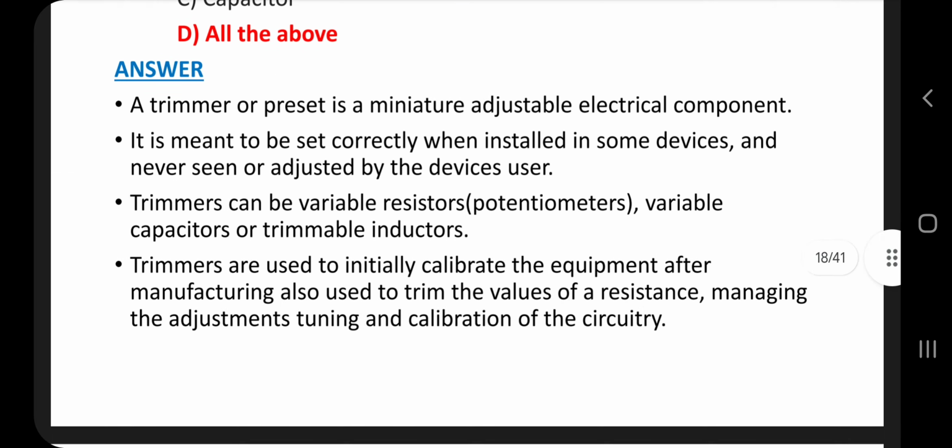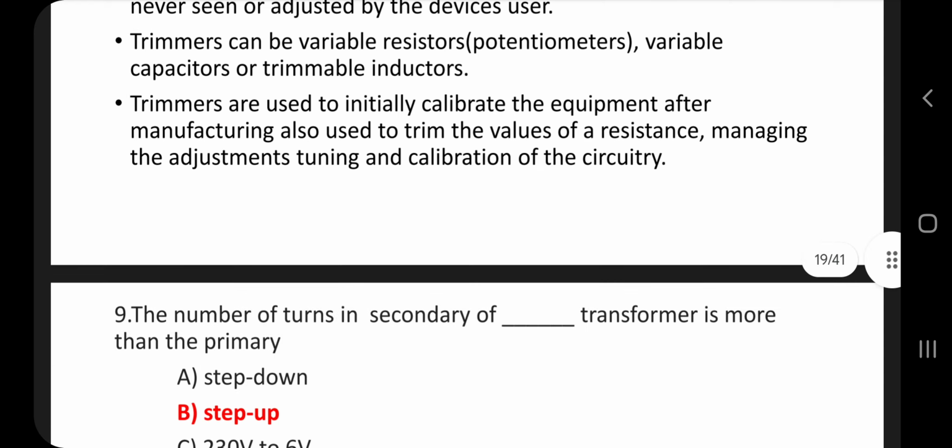A trimmer or a preset is a miniature adjustable electrical component. It is meant to be set correctly when installed in some devices and never seen or adjusted by the device's user. Trimmers can be variable resistors, that is potentiometers, variable capacitors or trimmable inductors. Trimmers are used to initially calibrate the equipment after manufacturing, and also to trim the values of resistance, managing the adjustments, tuning and calibration of the circuitry.